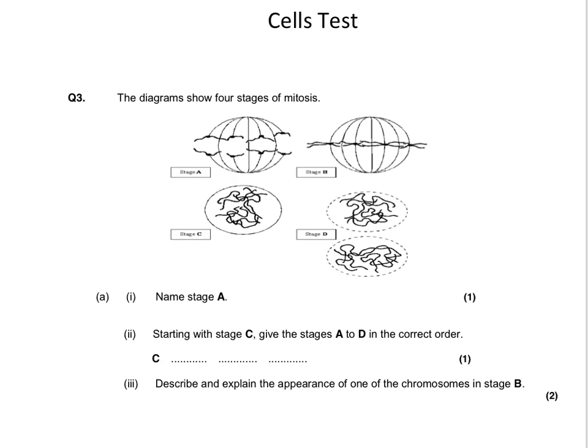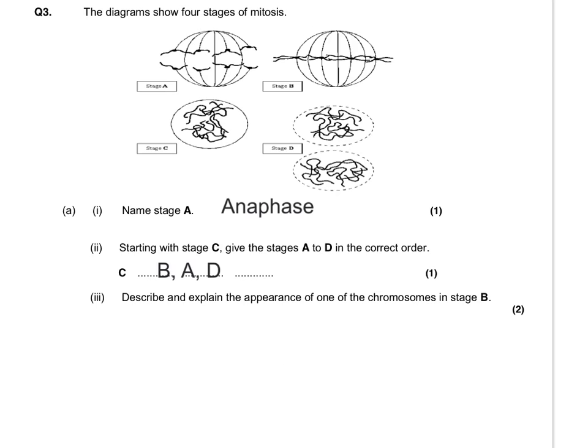The next question wants you to give the stages A to D in the correct order, so that would be starting off with C, and then it would be B, A, and D. So A3, describe and explain the appearance of one of the chromosomes. Okay, so key thing is there, describe and explain one of the chromosomes in stage B.